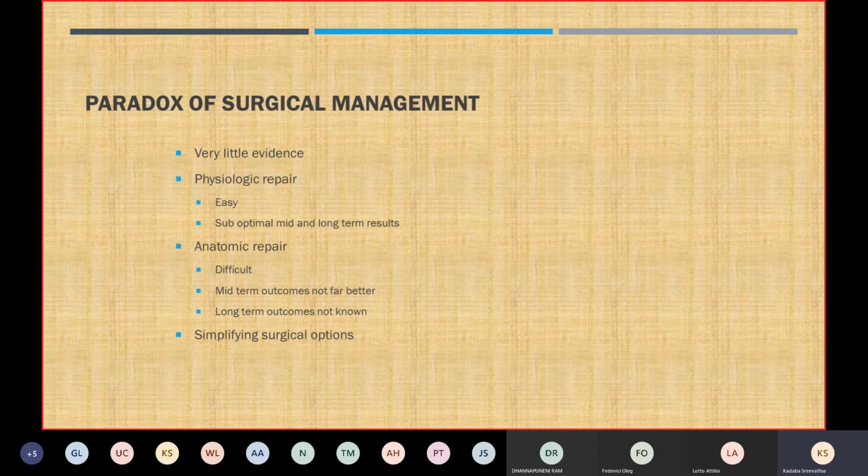To do a physiological repair is easy. It can be done in many centers that are not regularly doing congenital cardiac surgeries and are not experienced in these cases. Not many surgeons can boast that they are highly experienced in operating on ccTGA, but still physiological repairs are supposedly much easier to perform, though they have suboptimal mid and long-term outcomes, even though the early outcomes are very promising.